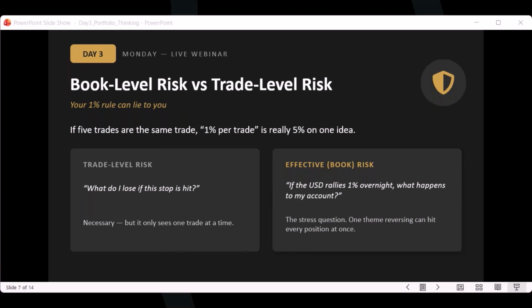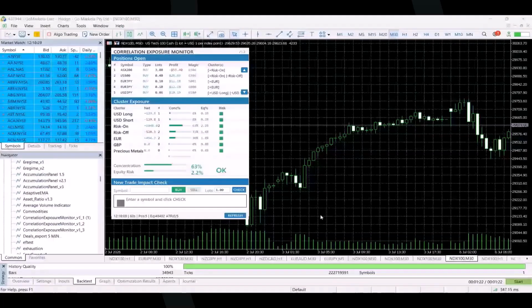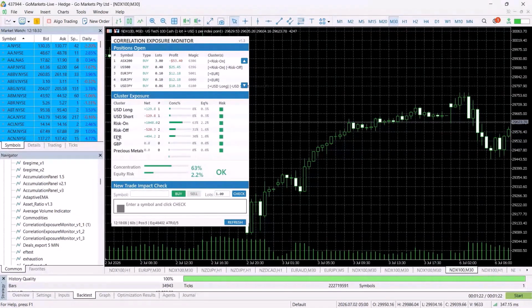So I'm going to just flick you over to MT5 if I can. Right. So on the screen, you should see the correlation exposure monitor. What this does is it splits it into different clusters. In this case, you've got 7 on here, and then it looks at the equity level, decides what the concentration is in particular clusters, and then makes a decision whether it's okay or not.